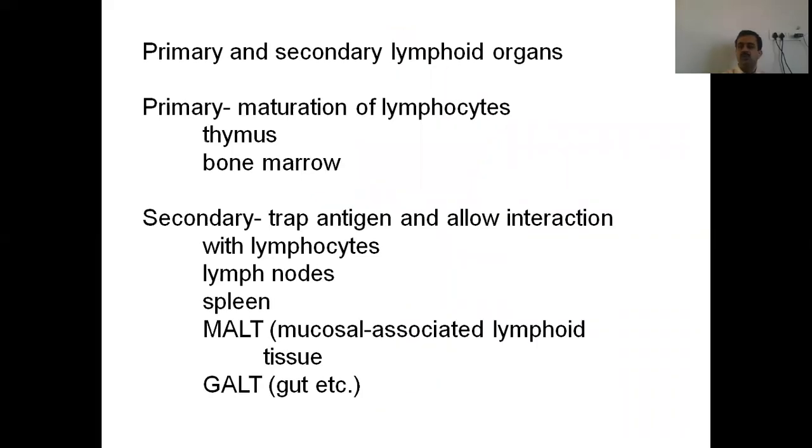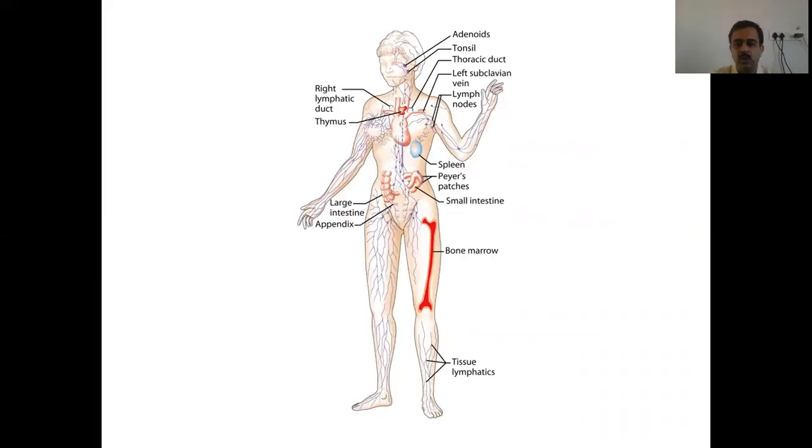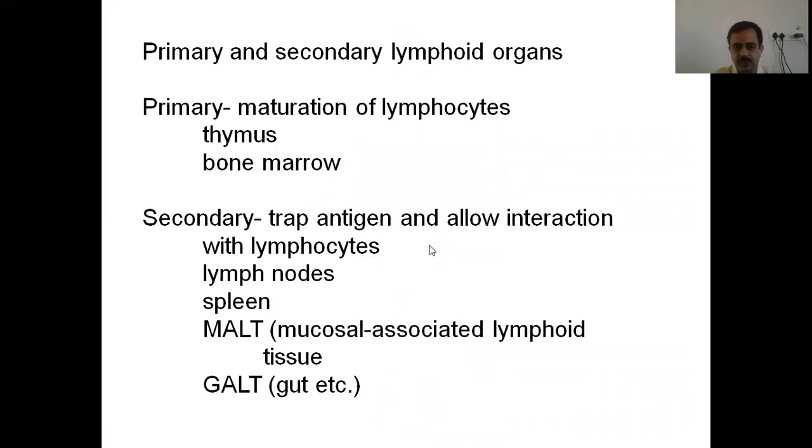Now, there are two types of organs that are present inside the human body. One is called the primary lymphoid organ. Second is called the secondary lymphoid organ. So, what are the primary lymphoid organs? Primary lymphoid organs are the thymus and bone marrow. You can see the thymus in this diagram. This is the primary lymphoid organ, and this is the bone marrow, which is also a primary lymphoid organ.